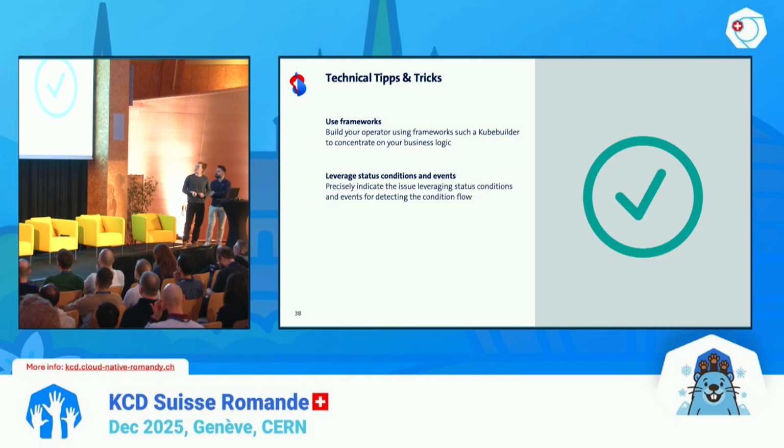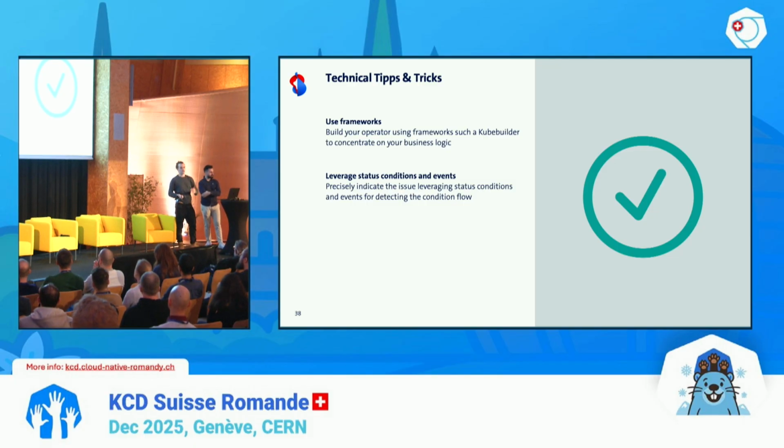Really leverage status conditions and events. This really helped us in the end, because then you can use tools like kube-state-metrics and directly export everything to Grafana. So it's very nice if you have exactly the state and also the events, so you can have a look at the CRs and really see what happened one after the other.